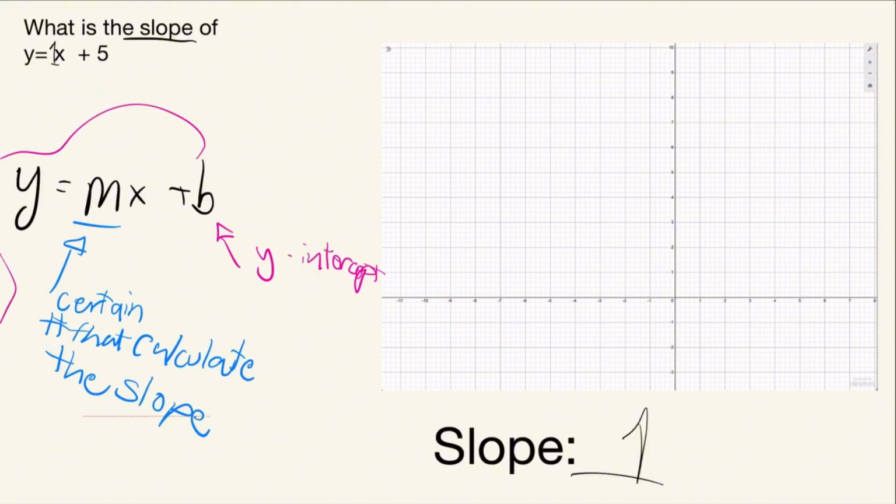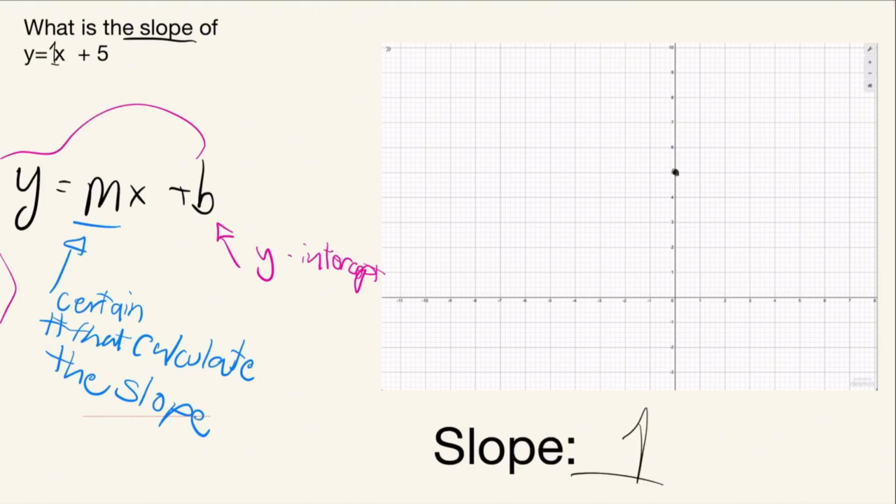Okay, and to take it a step further, I want to just graph this out. So our y-intercept would be a 5. So let's just dot a point at 5.